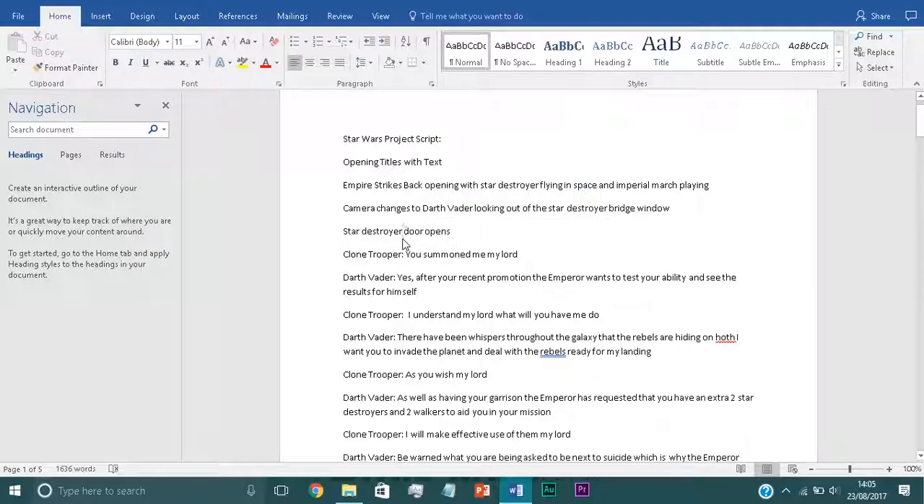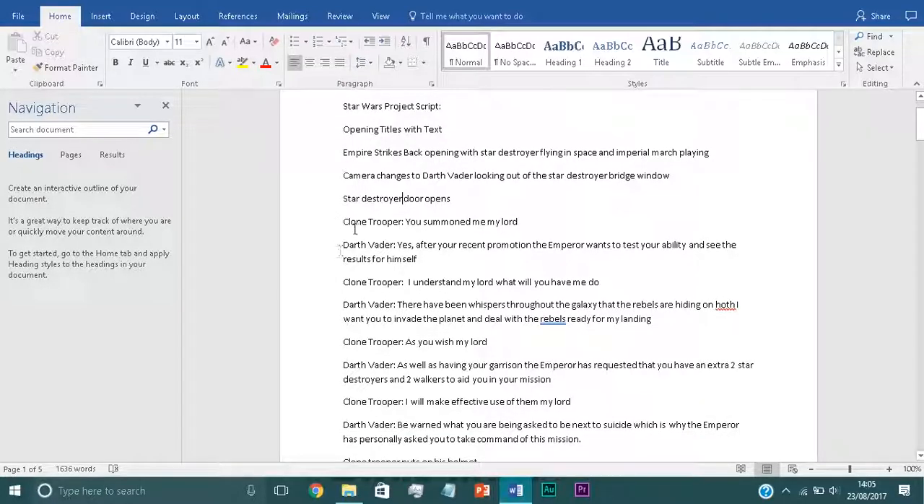Star Destroyer door opens. Again, that was one of the bits that if I could change, I would. I basically got a sound effect off YouTube, and I basically recorded a sci-fi door opening. I'm not sure if it was a Star Destroyer one or not, but never mind.